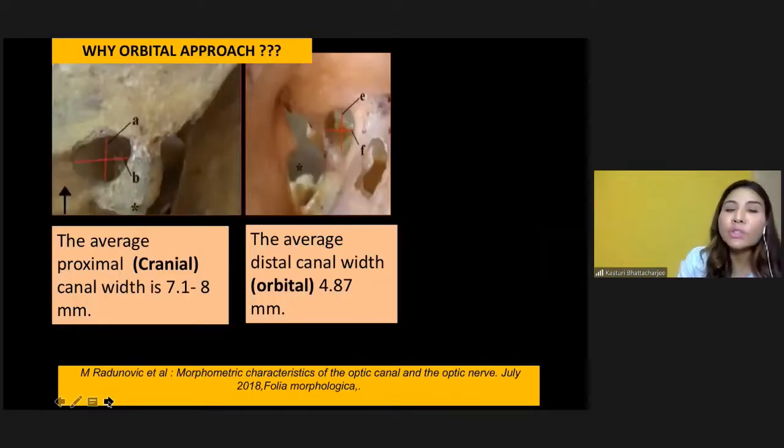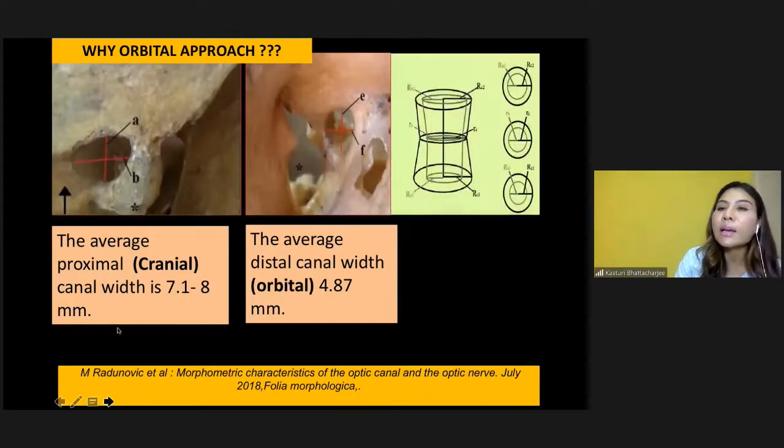And the second question, why orbital? If you look at the optic canal, it is basically an hourglass shape. The average diameter of the optic canal in the cranial part is approximately 7 to 8 millimeters. So you can see it is horizontally well dilated, and in the orbital part it is only 4.8.